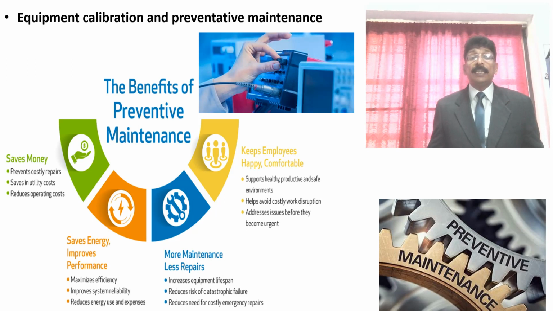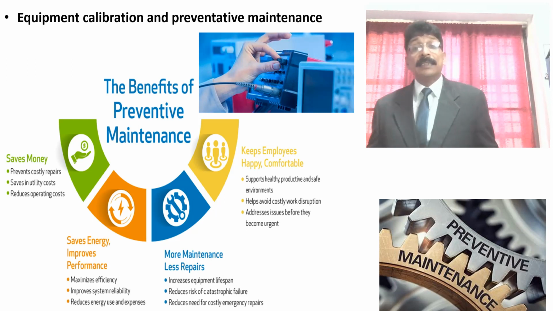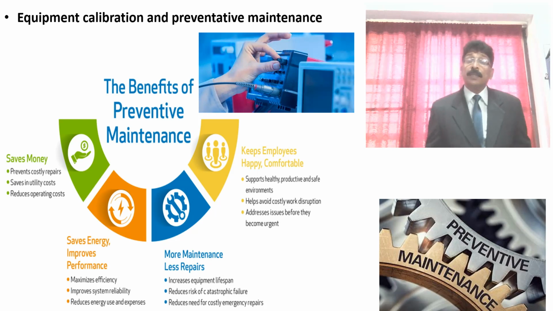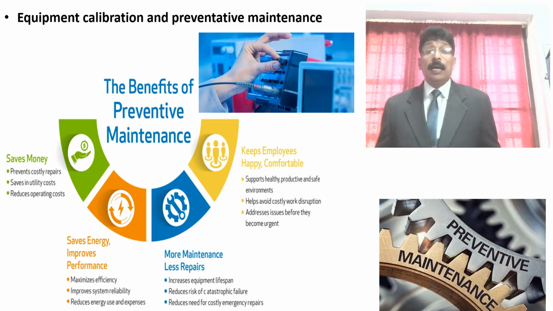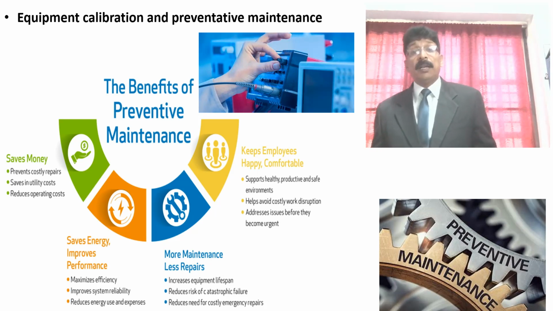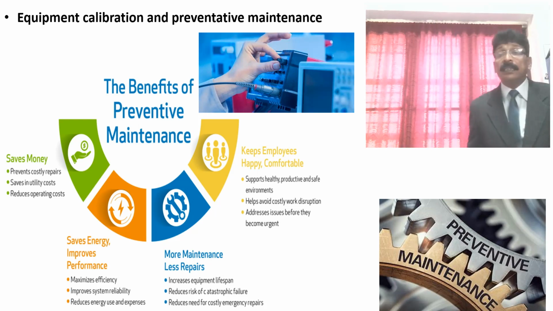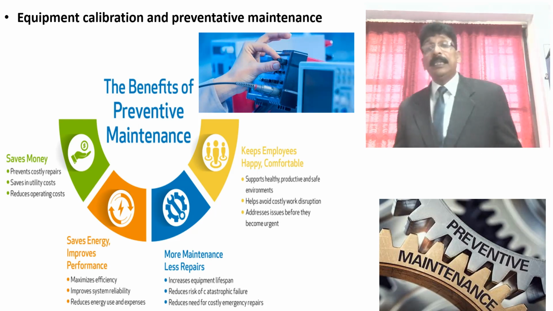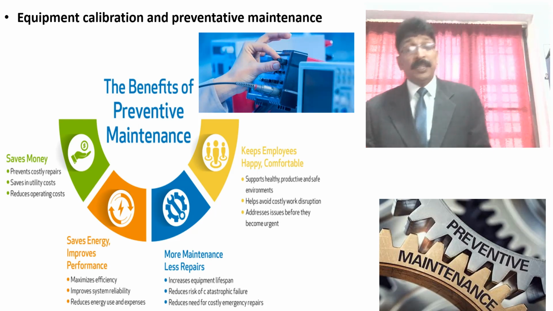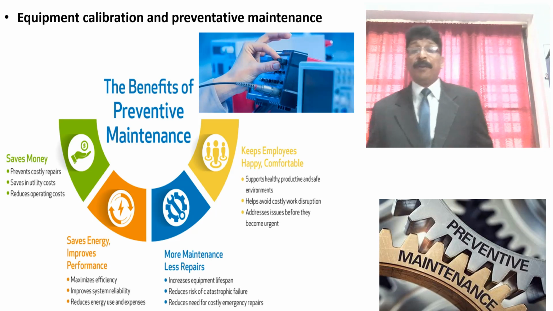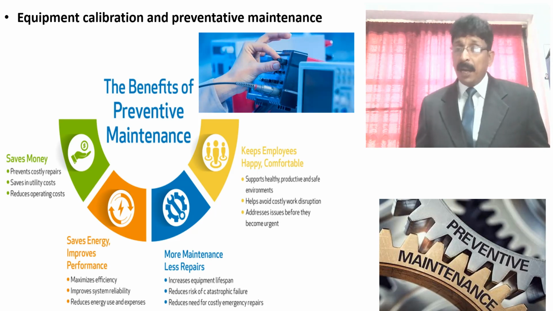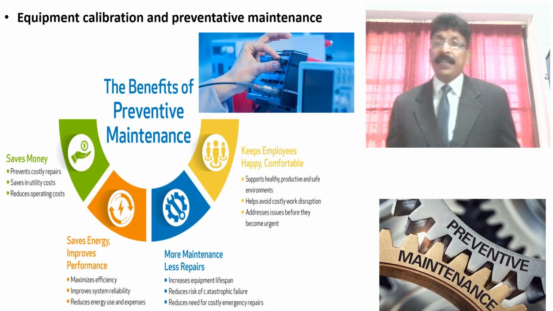You can see it supports the health procedure and a safe environment for the operator to operate. It helps avoid costly work disturbances, and it shows when employees are very happy that it is maintained. Preventive maintenance addresses issues before they become urgent. Instead of coming to an emergency, if it is maintained properly and preventive measures have been done, there may not be any emergency situation or breakdowns.